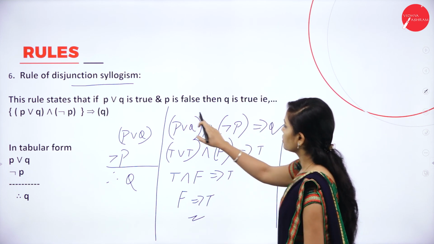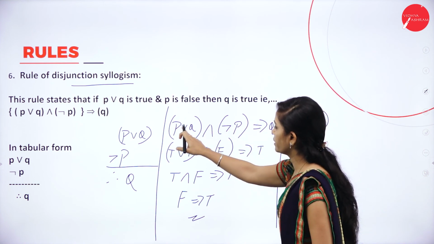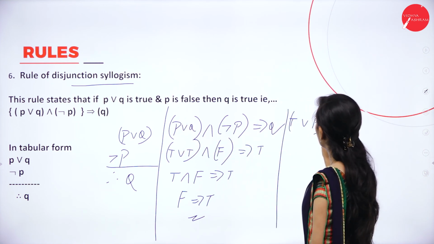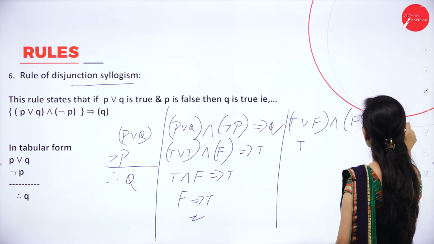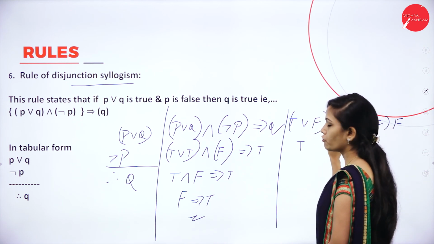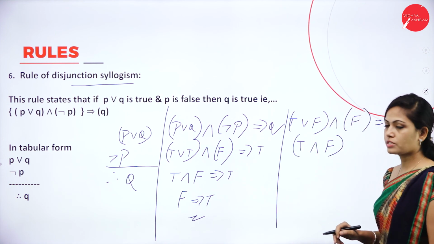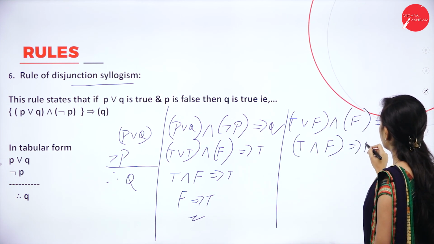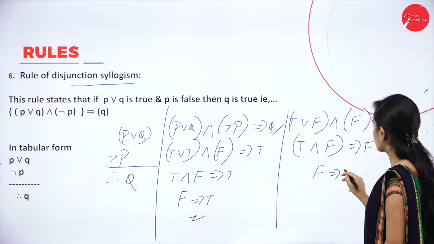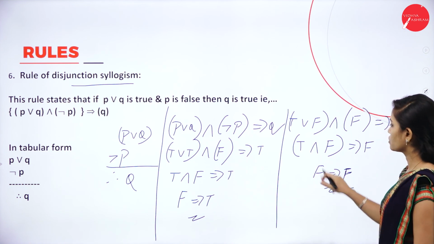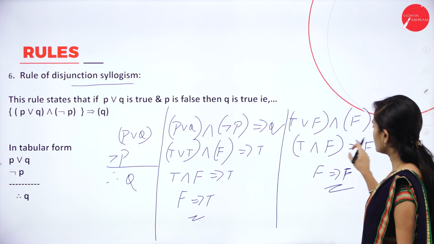So, if you are using true or false for first statement, true or false, it is also true. And negation P is false. So, true. Q is false. So, true or false is true. And true and false. So, what is true and false? We'll get false, right? So, true and false is false and false. So, this statement is valid. So, true and false is equal to false.